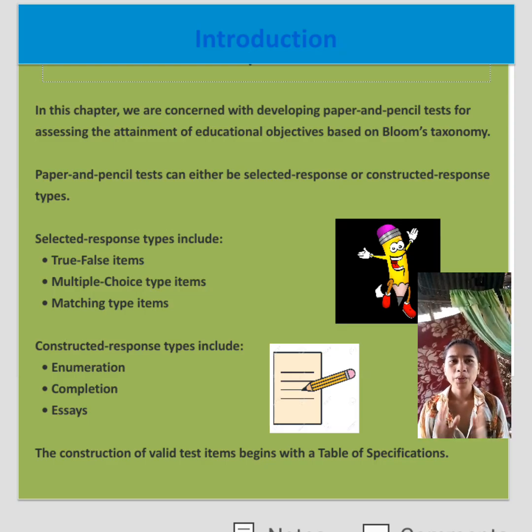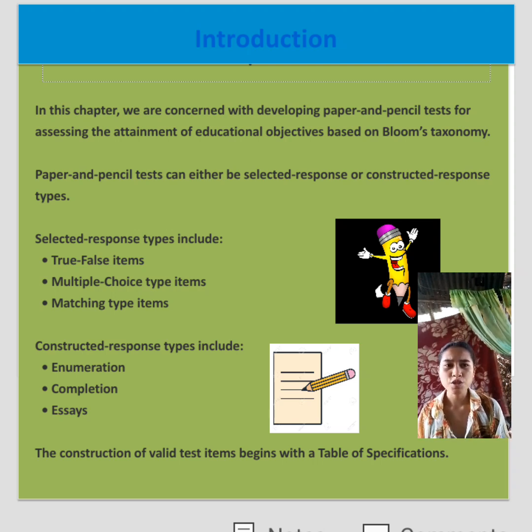So, in this chapter, we are concerned with developing paper and pencil tests for assessing the attainment of educational objectives based on Bloom's taxonomy. So, sa pagbuhat og paper and pencil test questionnaires class is nag-base ni siya sa attainment of educational objectives nga ga-base sa Bloom's taxonomy. So, sa pagbuhat og paper and pencil test class is ato gyapon siyang i-base sa Bloom's taxonomy. So, paper and pencil tests can either be selected response or constructed response types. So, there are 2 types of paper and pencil test questionnaires class. It's either the selected response or the constructed response.